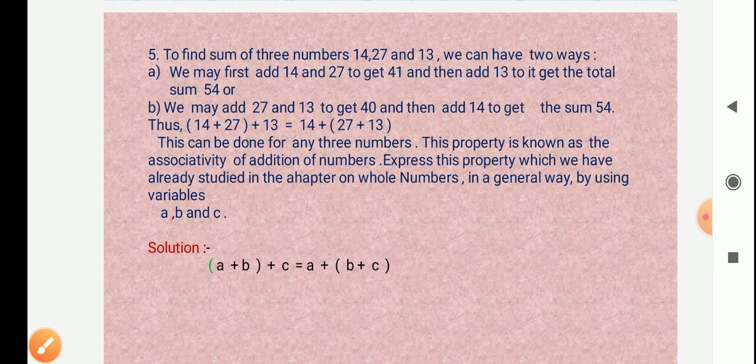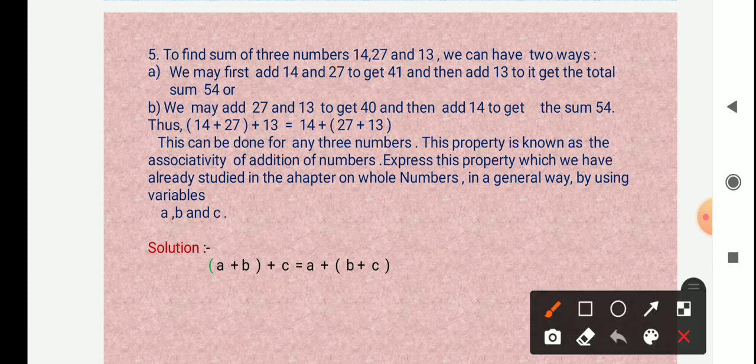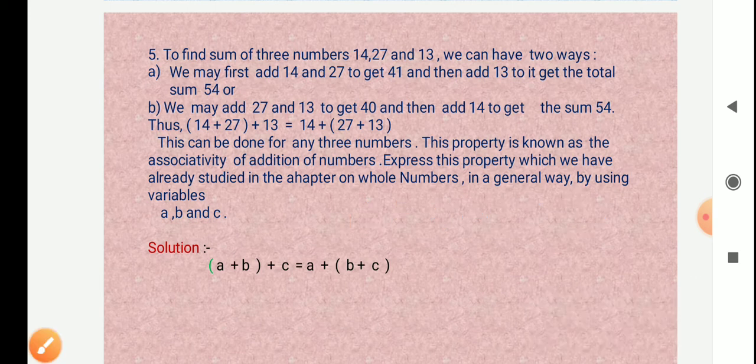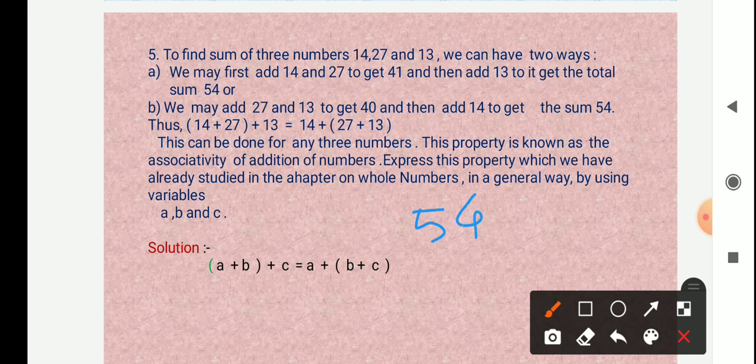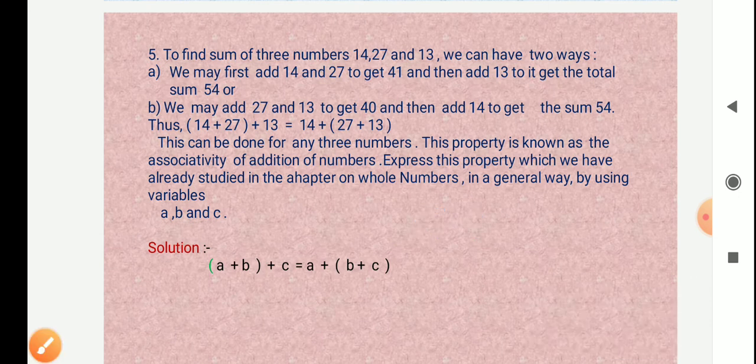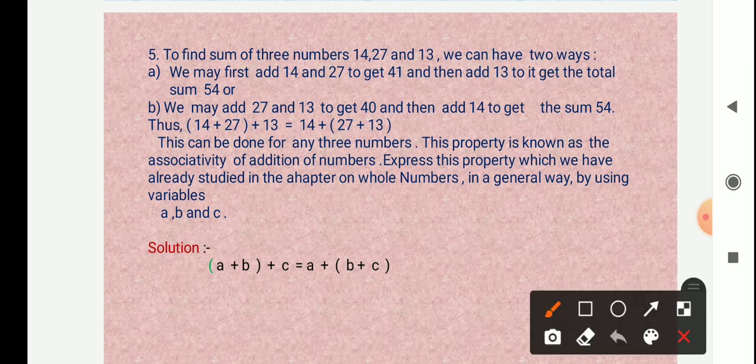Now in another method we may add 27 and 13 to get 40. So in the first case we add 14 and 27 first, and in the second case we add 27 and 13 first. We get 40 and then we add 14. In both ways we get the same sum, 54. This can be done for any three numbers. Here we chose 14, 27 and 13, but we can use any three numbers.